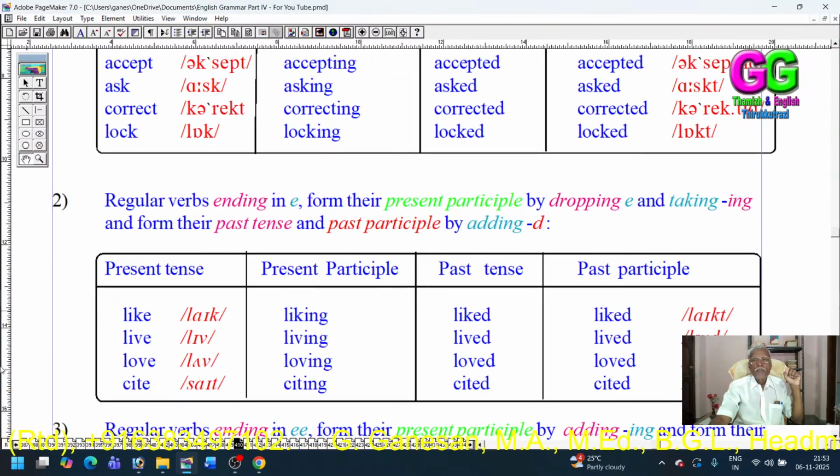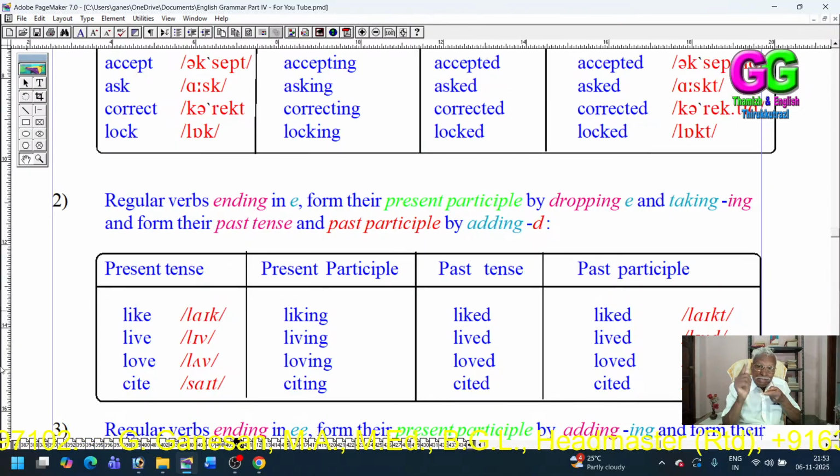Rule 2. Regular verbs ending in single e form their present participle by dropping the e and taking ing.